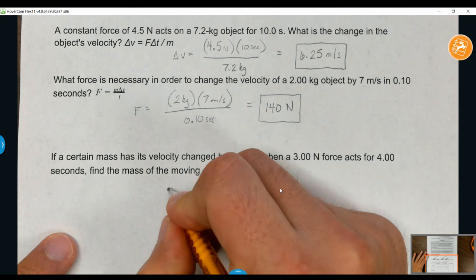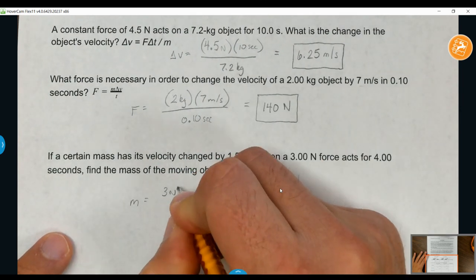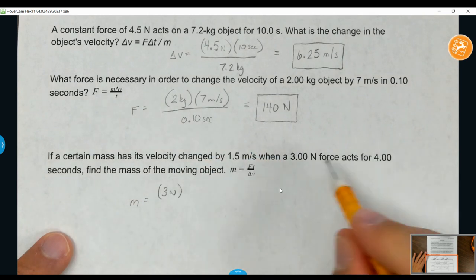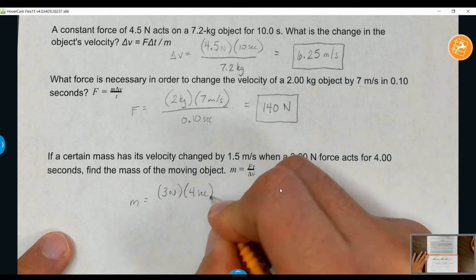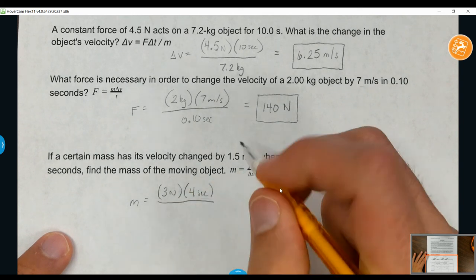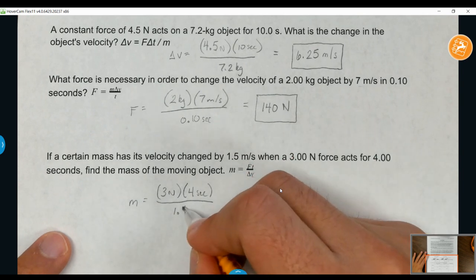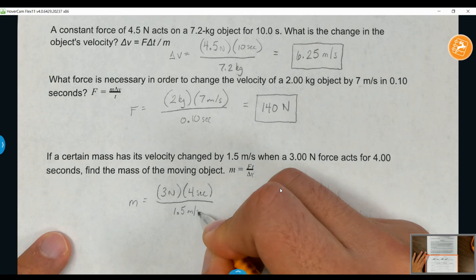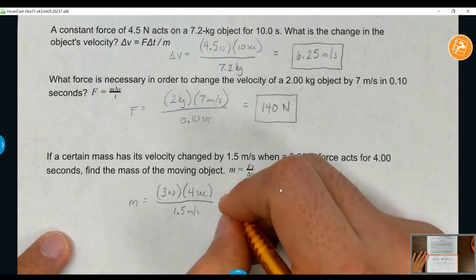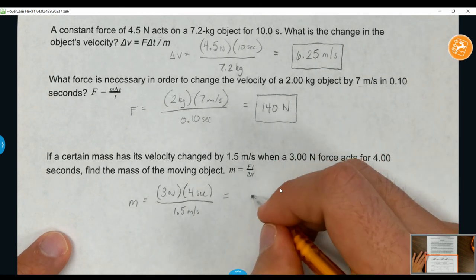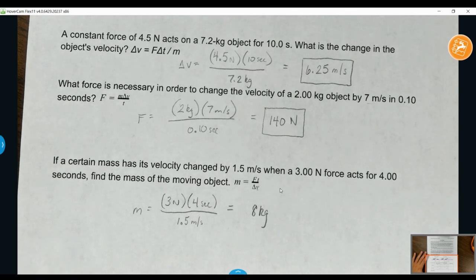So the force was 3 newtons. The time was 4 seconds. And the change in velocity, delta V, is just 1.5. And that's going to kick out an answer here of 8 kilograms.